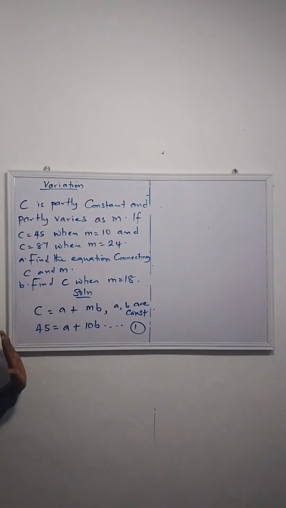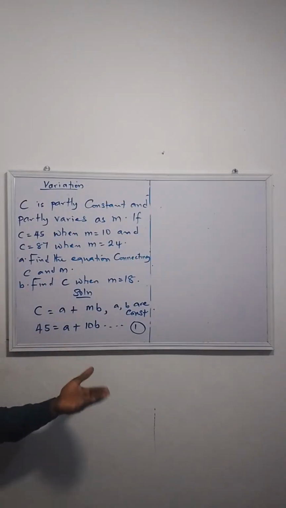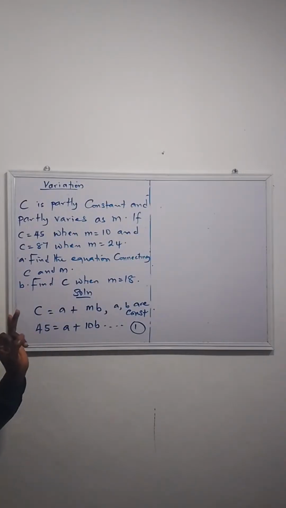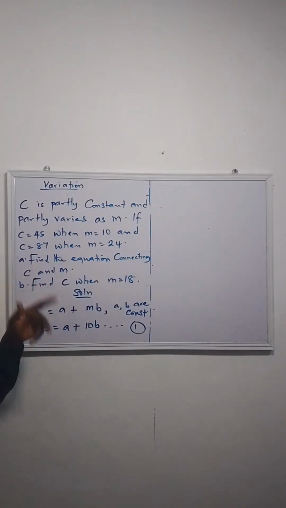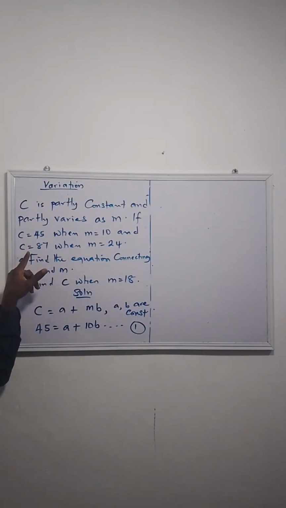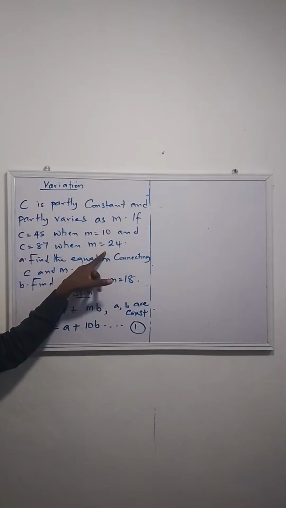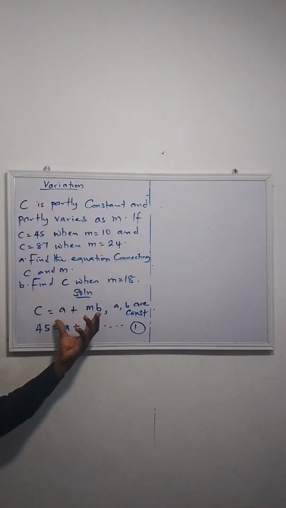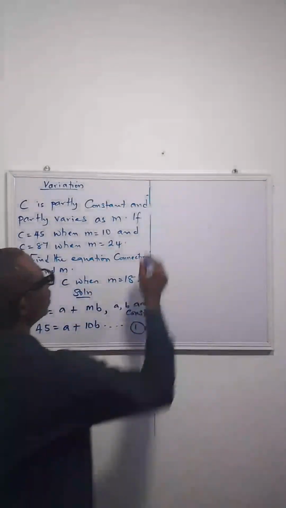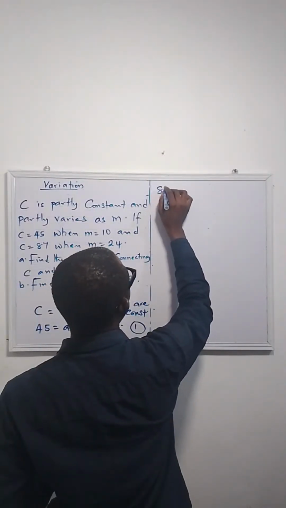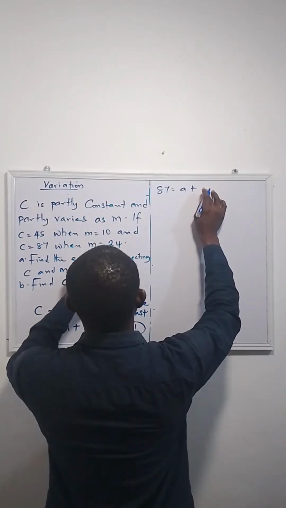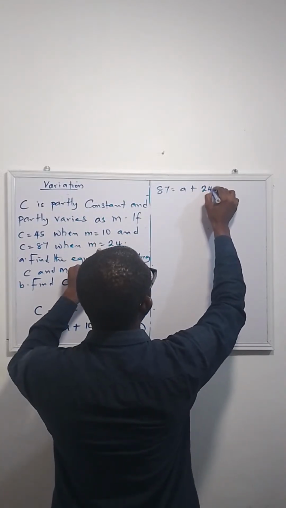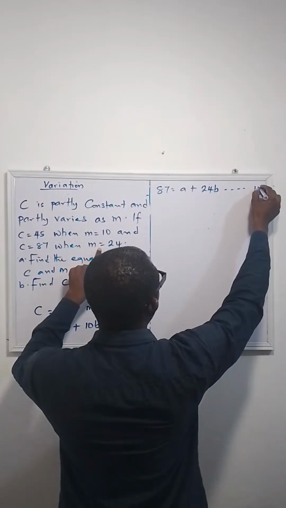In partial variation questions, we have two equations that we solve simultaneously. So this is the first one. The second equation, we plug in the values of C and M into this equation again. So C is 87. 87 equals A plus, what is M? 24B. We call this equation 2.